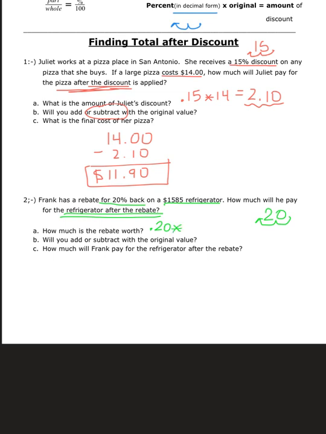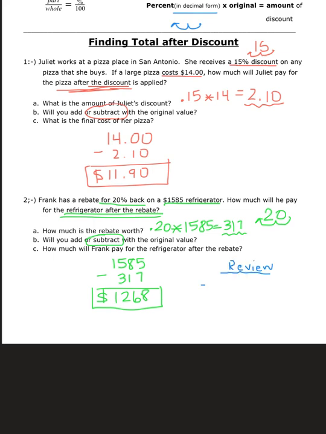Multiply that with the original cost, which was $1,585, and you would end up with $317. That was the rebate value. Now, rebates are money you get back, so that means your price you pay will be less, so we're going to subtract. How much will Frank pay for the refrigerator after the rebate? Well, if we take the $1,585 and subtract the money he's going to get back, he will end up only paying $1,268 for the refrigerator after the rebate is applied.